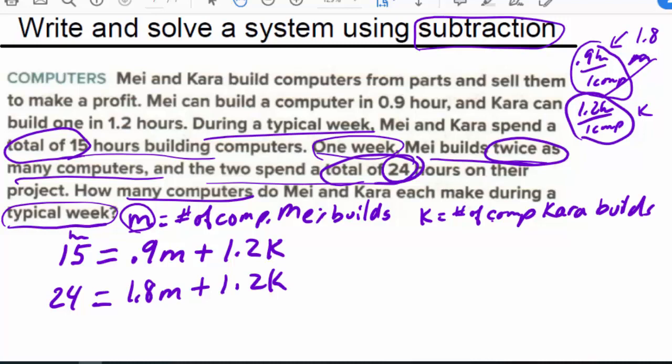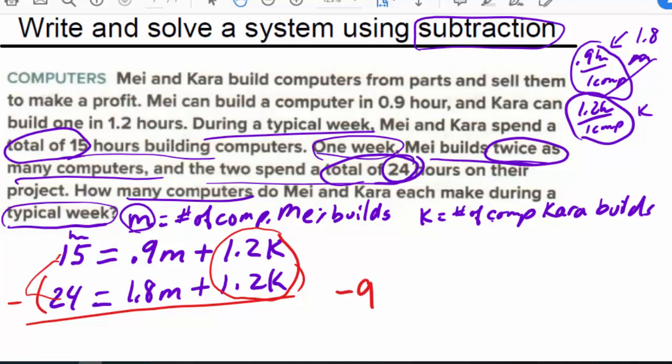Now we are going to subtract these to solve, and the reason we're going to subtract them is because over here on the K, we see they have the same coefficient. That's what we're looking for, and they have the same sign, so in order to cancel them or eliminate them, we have to subtract. So 15 minus 24, and that's going to give me negative 9. And that's going to equal 0.9 minus 1.8, and that's going to give me negative 0.9 M.